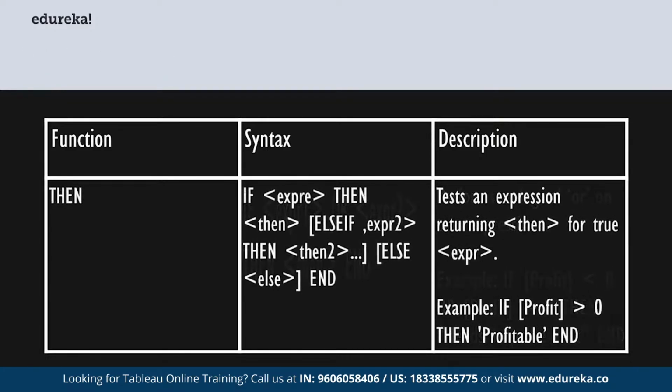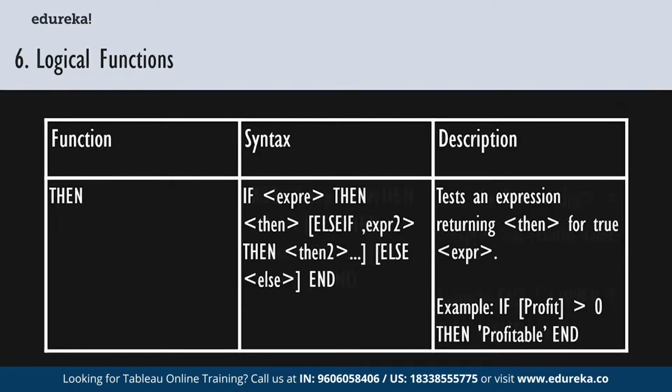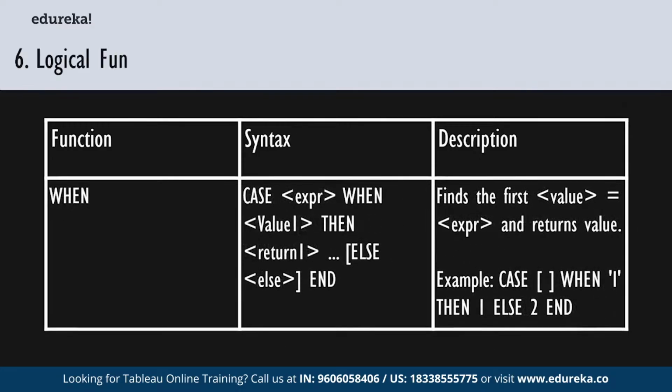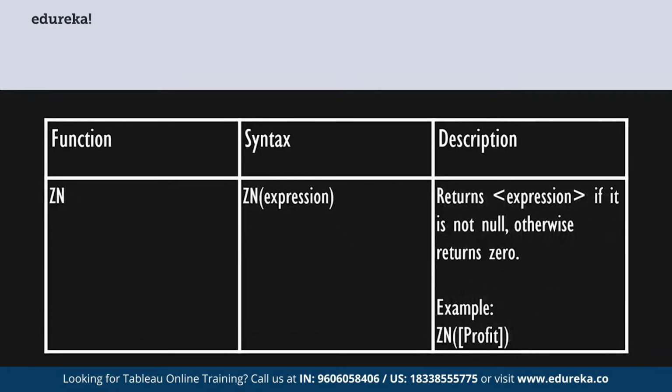Then we have then, which we have discussed before. If a certain field fulfills a condition, the corresponding then part is then fulfilled. Now here we have a when function, which finds the first value that matches the expression and returns the corresponding return. It's kind of like if and then case, except there is no if. Then you have zn, which returns your expression if it is not 0 or null. We have discussed this before. Now let's go to our Tableau desktop and create a logical calculation to see how you can use this.